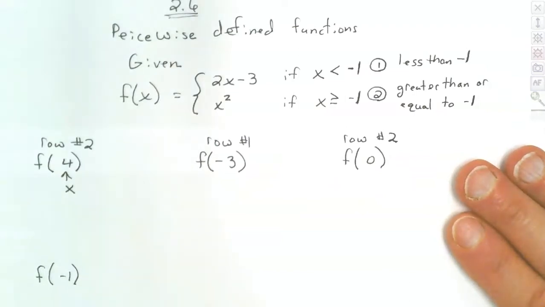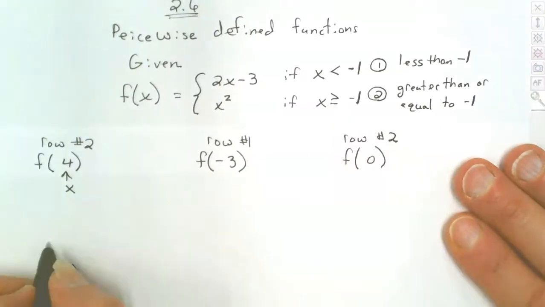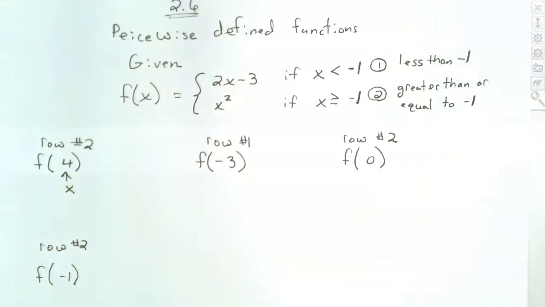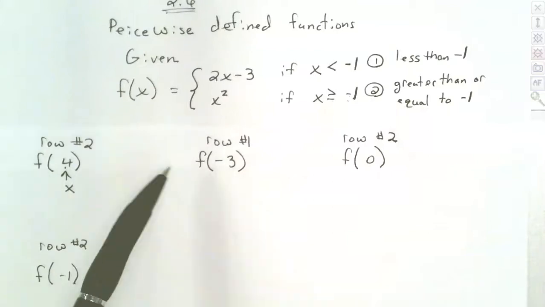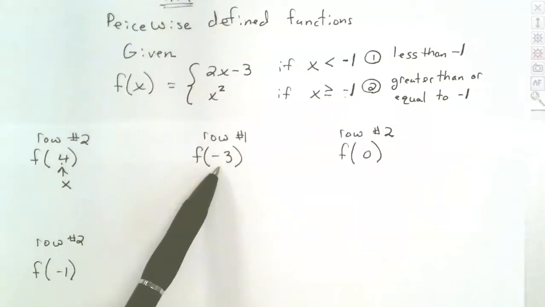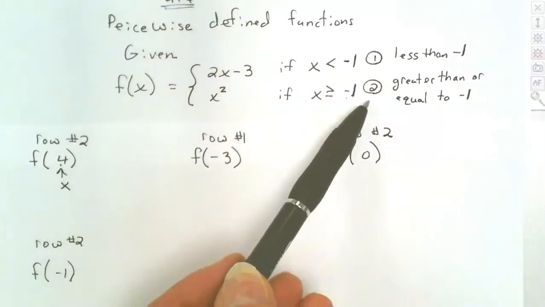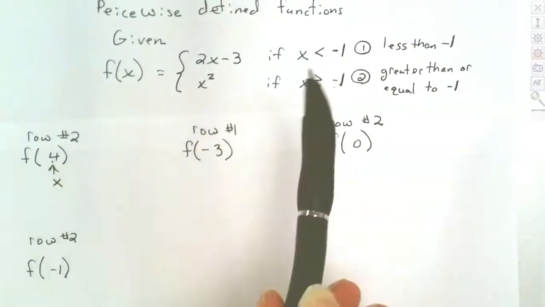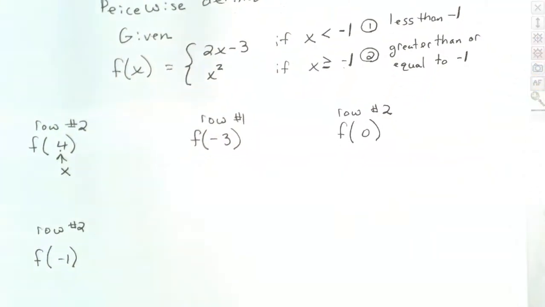And what about negative 1 itself? Well, it has an equal bar on this one, so we're going to be using row number 2. Do you see how I figured out which row it falls under? I looked at my values. 4 is clearly bigger than negative 1, so it's row 2. Negative 3 is smaller than negative 1, so it's row 1. 0 is still bigger than negative 1, so it's row 2. And negative 1 itself, we look at where the equal bar is, and it's in row 2, so that's what we're going to be using.